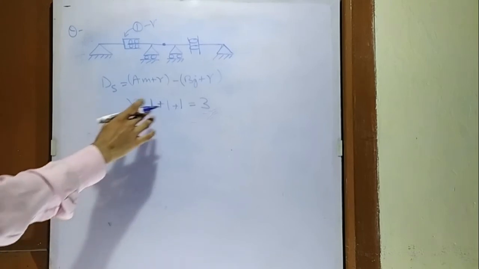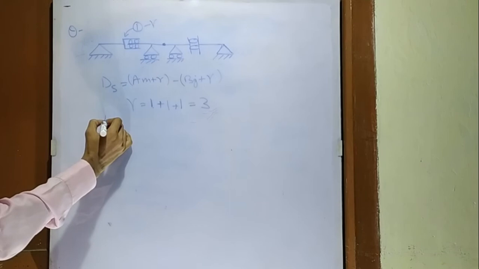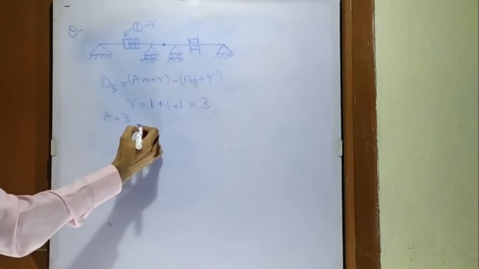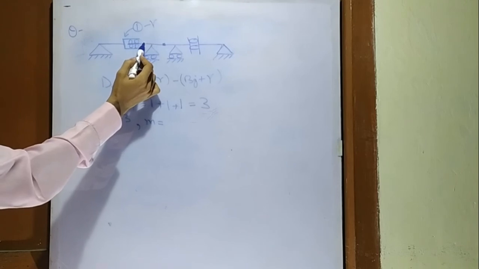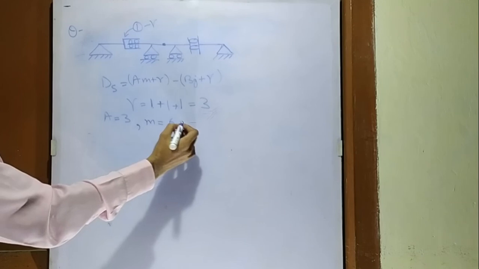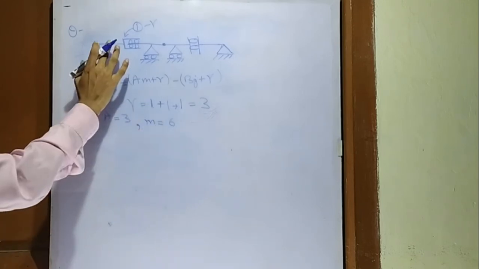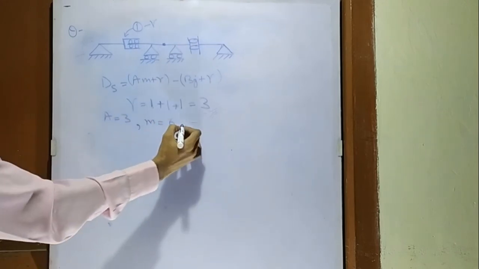Okay, now we know the value of gamma. We will just use our formula. We know the value of A is 3. We can count the number of members: 1, 2, 3, 4, 5, 6. Number of members is 6. Okay, I will just count again: 1, 2, 3, 4, 5, 6. Number of members is 6.